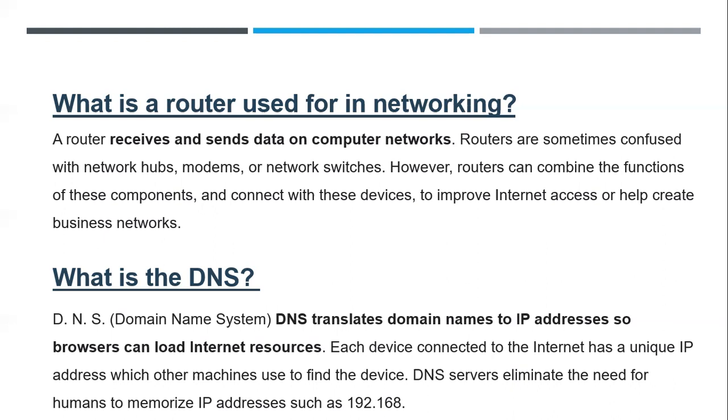They do this by translating the domain names to IP addresses. So if you want to open YouTube, we always type the word youtube.com, but behind it, we have an IP address for that particular site.